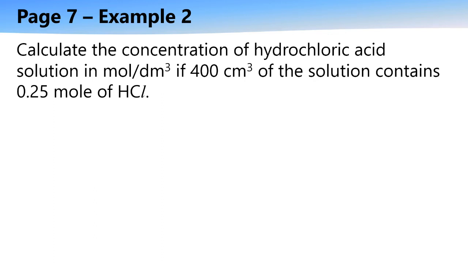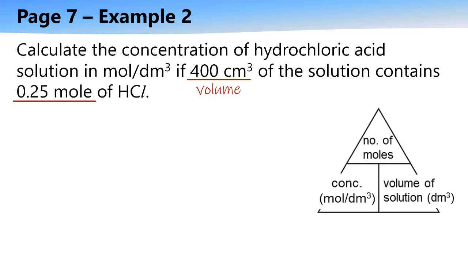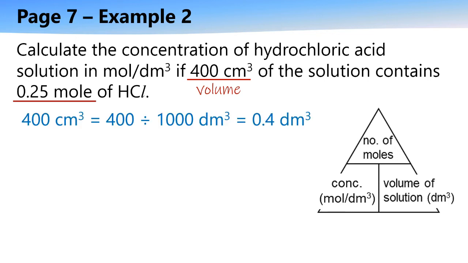Next, example 2. Calculate the concentration of hydrochloric acid solution in moles per dm cube if 400 cm3 of the solution contains 0.25 moles of HCl. So once again, I like to highlight what is given in the question. We have the volume and the number of moles. So using the formula triangle, to find the concentration would be the number of moles over the volume of solution. And once again, it's given in cm cube, so we need to convert it to 0.4 dm cube first.